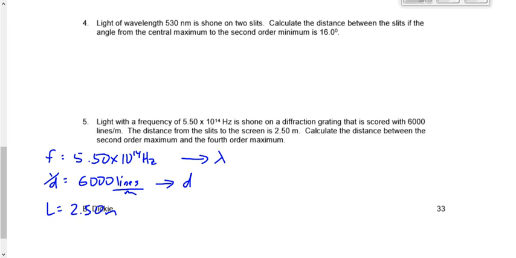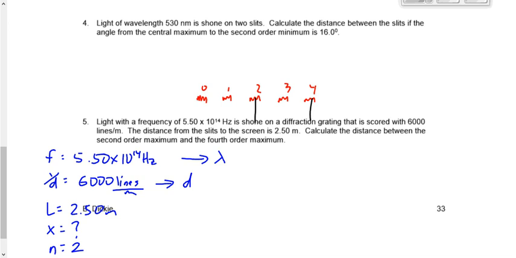We want the distance from the second maximum to the fourth maximum, so we want x. Let's draw this out here. Central maximum, first, second, third, fourth. The distance from the second to the fourth maximum is, well, n is going to be equal to what? The difference between 2 and 4 is 2. So n is going to be equal to 2 here.